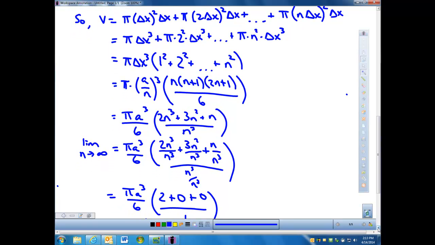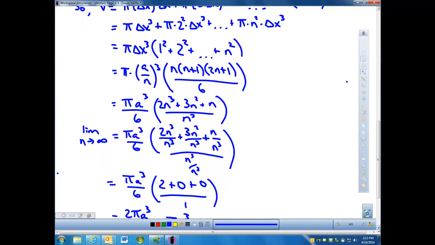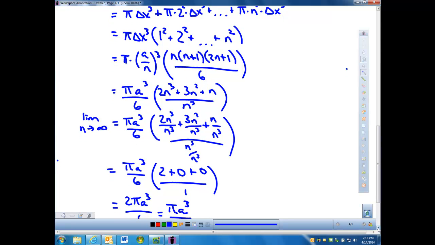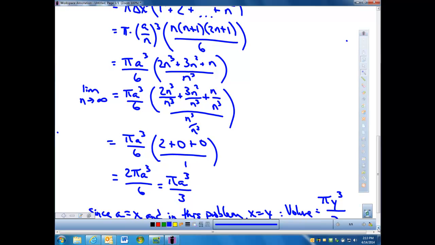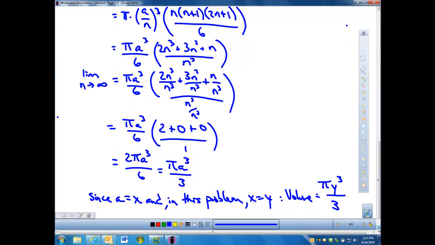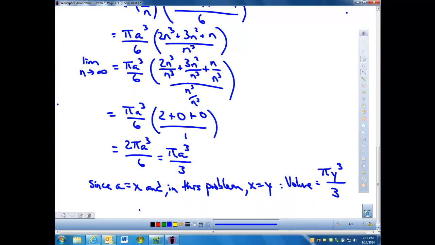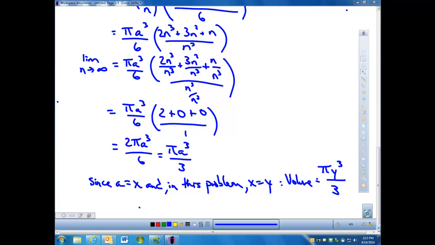And ultimately, we're going to get that down to a pretty simplified answer. The volume is pi times a to the third over 3. And remember, since a is some x value, and in this problem x and y are the same, we ultimately get to a volume formula of pi times y to the third over 3.